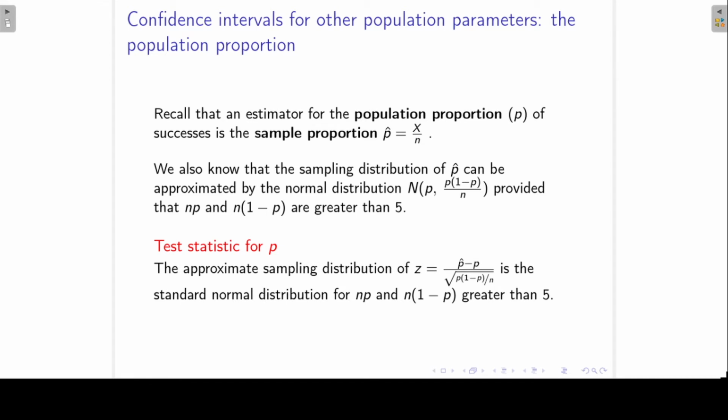So from this, we can get the test statistic for P so that we can use the statistic to set up our confidence interval. So the test statistic, Z, is equal to P hat, and then we standardize by subtracting P, the population proportion, and we divide by the standard error. The standard error is just the square root of the variance, so it's the square root of P(1 minus P) over n. And this is a good approximation when nP and n(1 minus P) are both greater than 5.